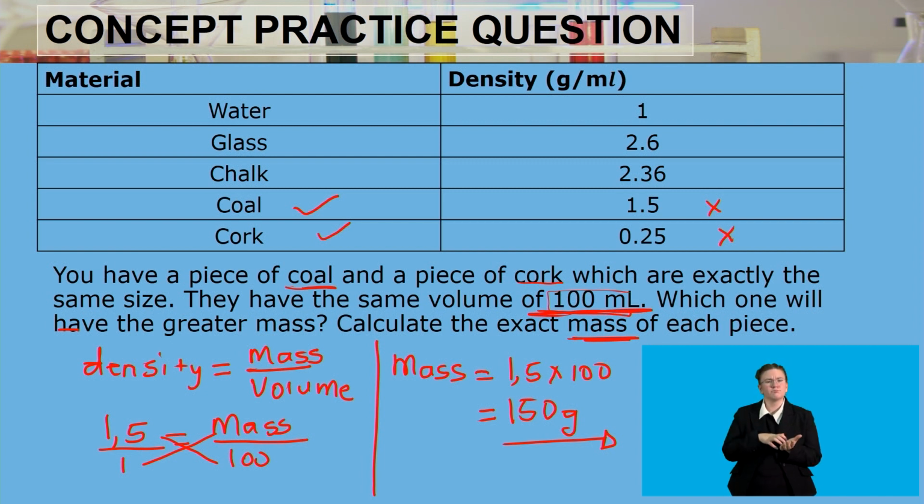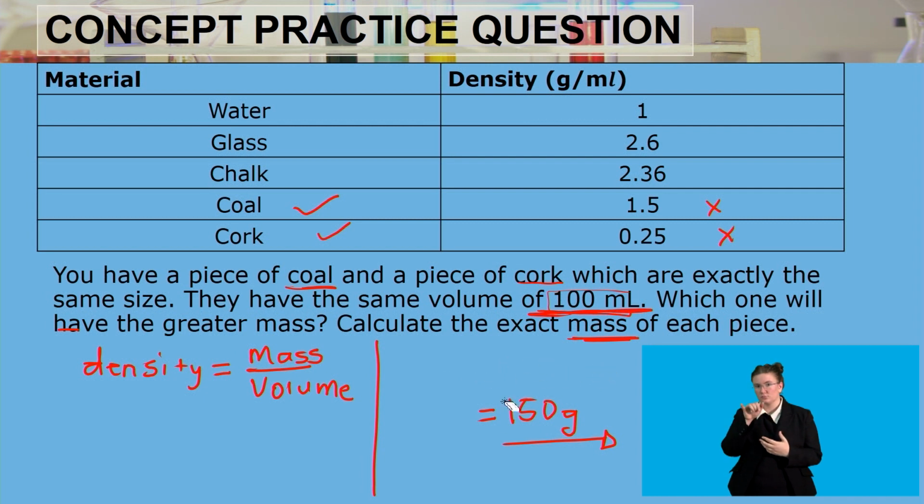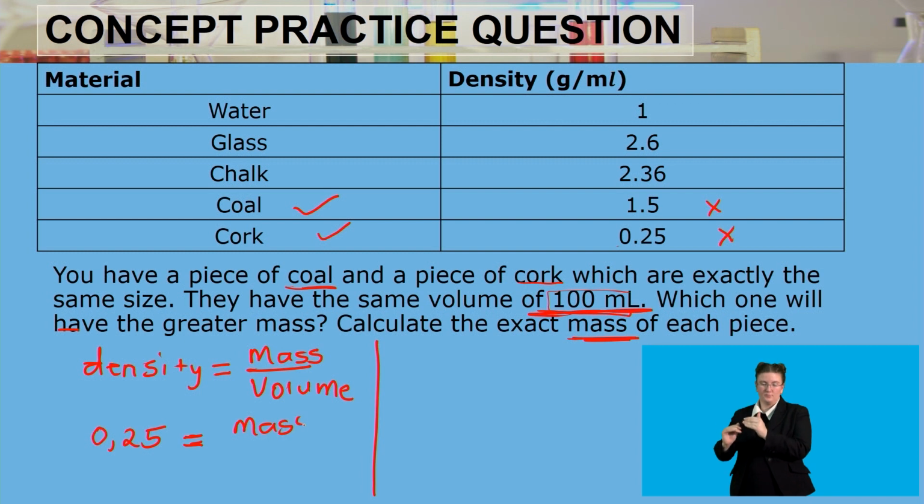Now, how are we then going to calculate the mass of the coke? We're going to use the very same equation, but instead of writing the density as 1,5, our density will then be 0.25 as it is given from the table. So density 0.25 is equal to, we are looking for the mass, and the volume is given to be 100. So again, this is over 1.